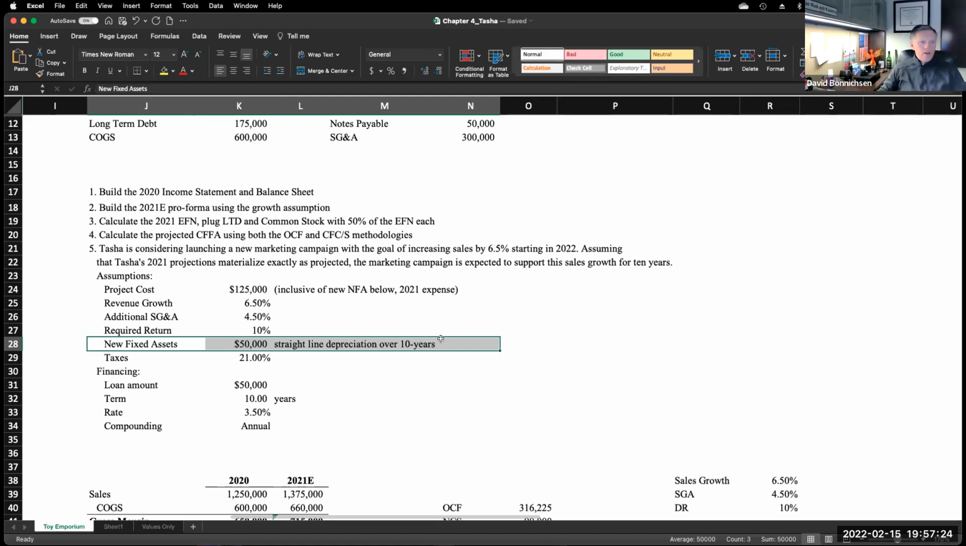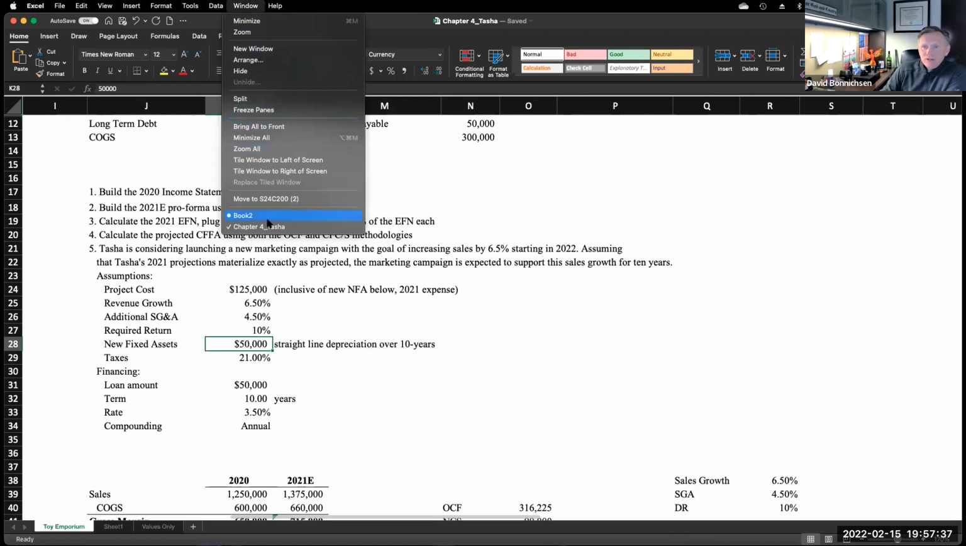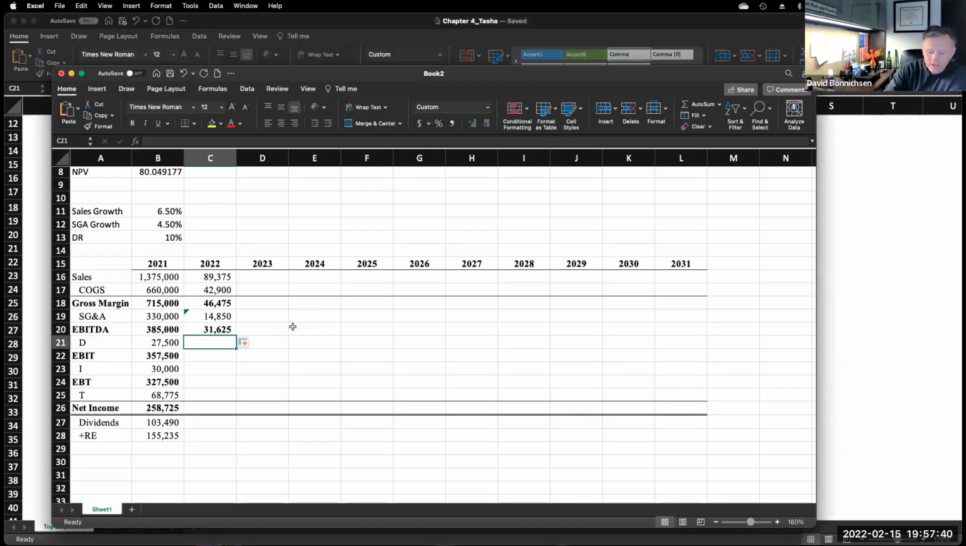All right. And I'm not going to change this. It's always going to be straight line. I'm not going to get into some maker's table and make you figure all that stuff out. It's going to be whatever that number is divided by 10 years is our depreciation. So equals 50,000 divided by 10, right? That's our depreciation. And EBIT is EBITDA minus depreciation. Okay.